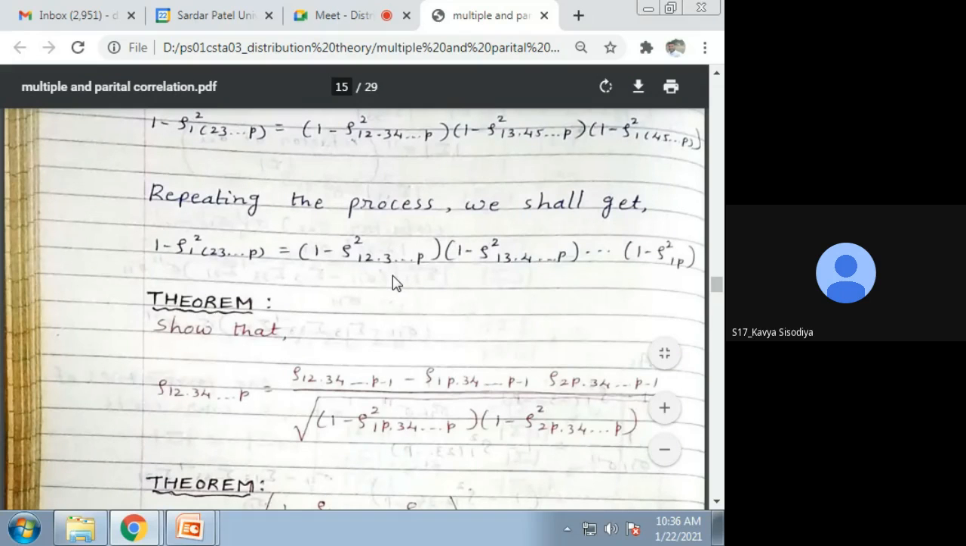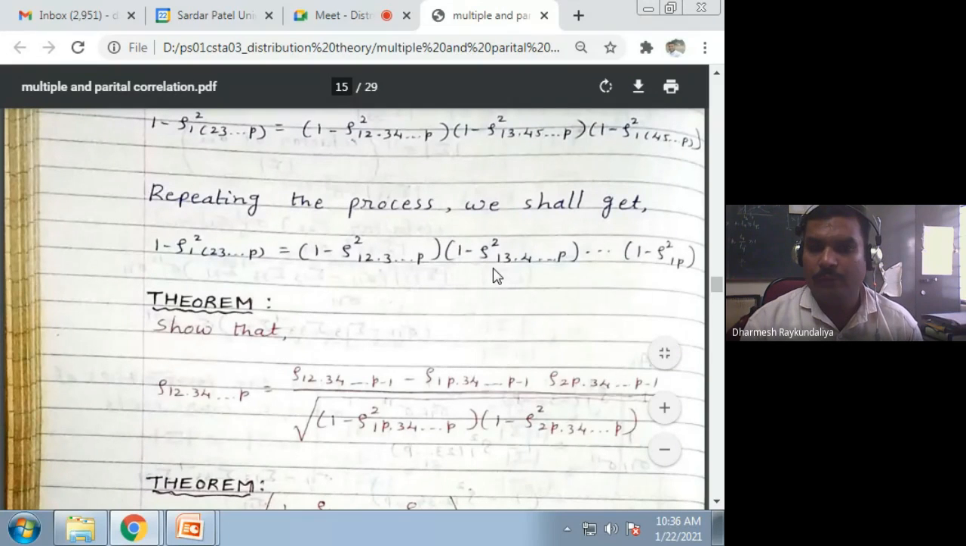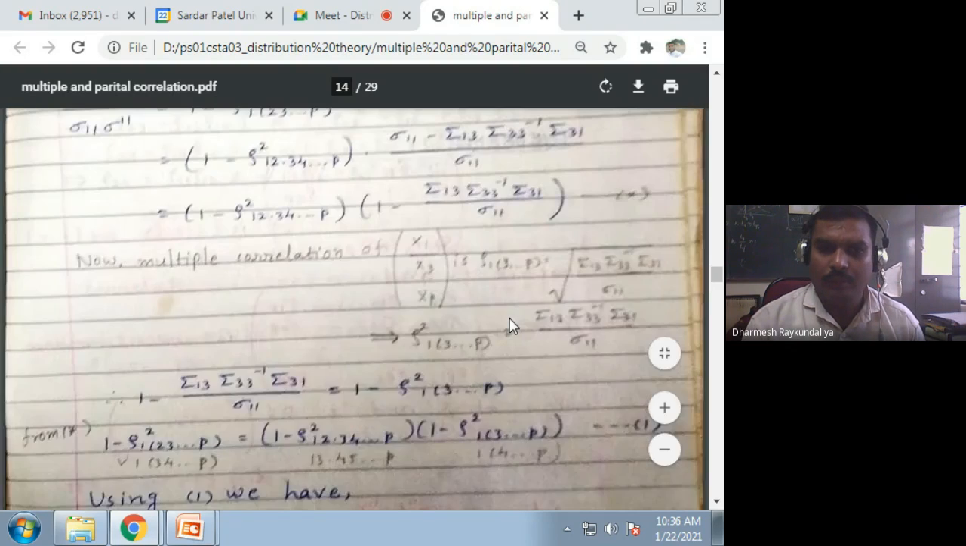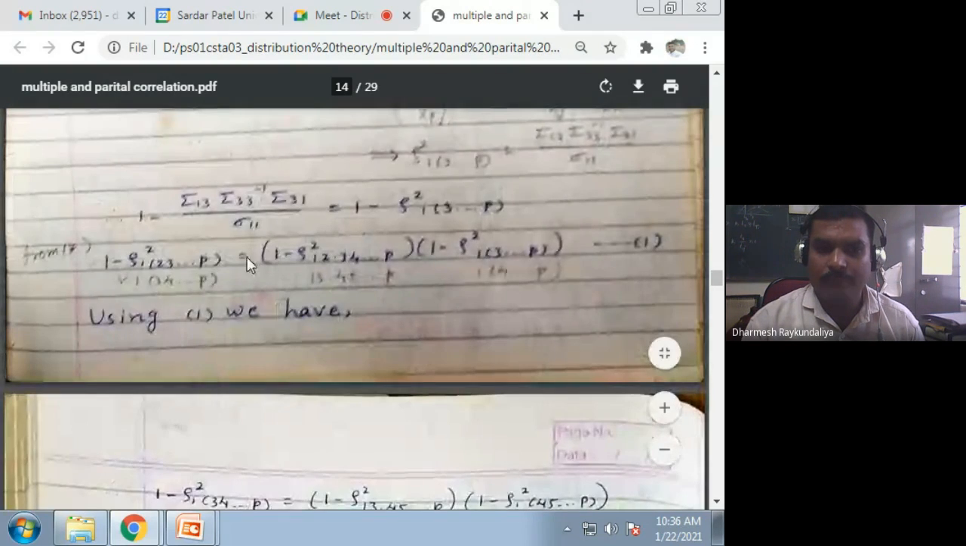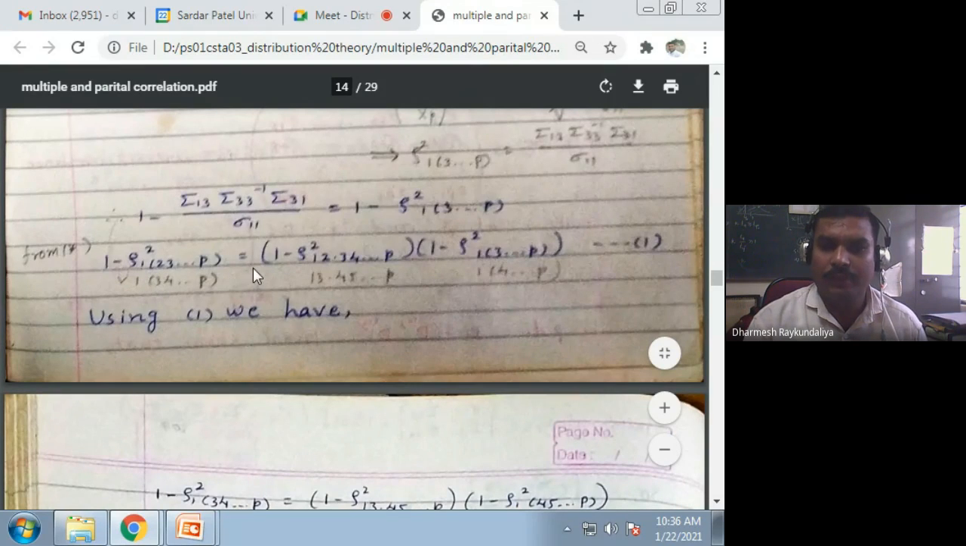1 minus rho square 1 2 dot 3 p up to 1 minus rho square 1 3 p up to 1 minus rho square 1 p. How is it obtained? Of course, we have established this relation: 1 minus rho square 1 2 3 p is nothing but 1 minus rho square 1 2 dot 3 4 p into 1 minus rho square 1 3 p.